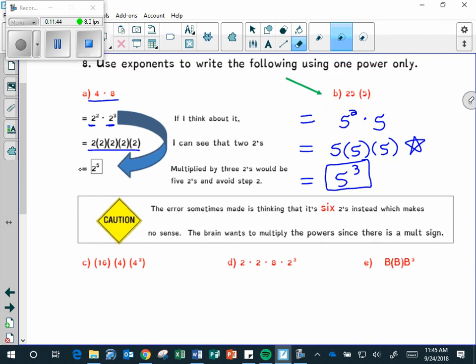This little caution was about this problem right here. A student will want to say, oh, well, there's 2 2's here and 3 here, and they'll see that it's a multiplication problem and think that they're supposed to multiply the exponents. But really, it only makes sense to add up the exponents. That's why this little additional step might actually be a good idea for a lot of students.